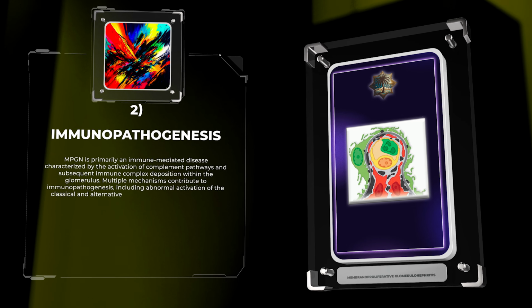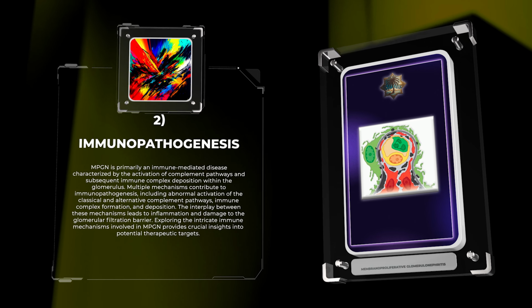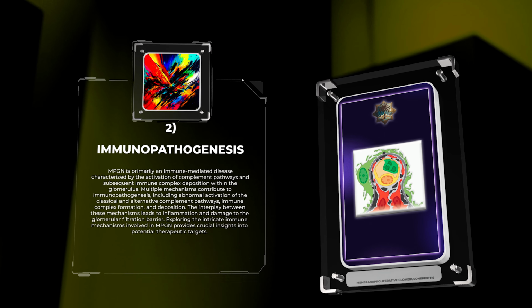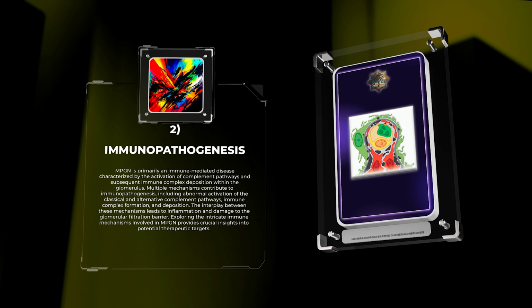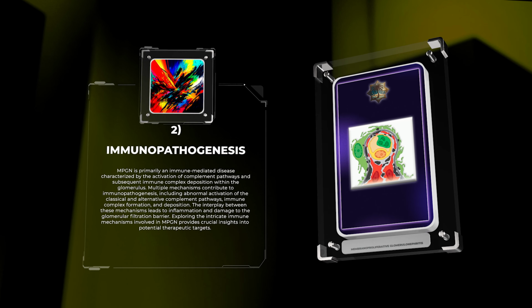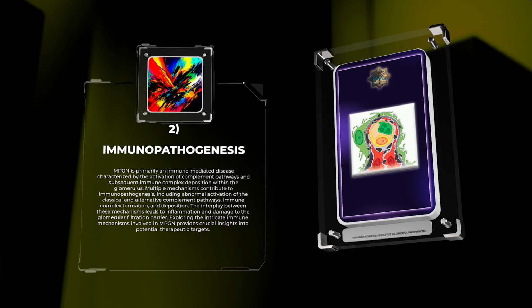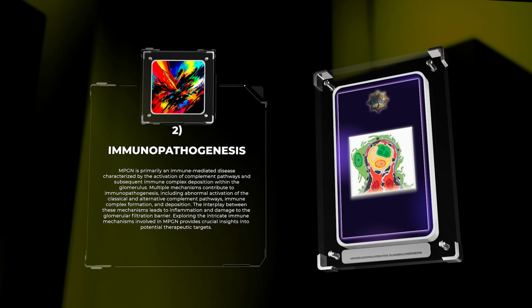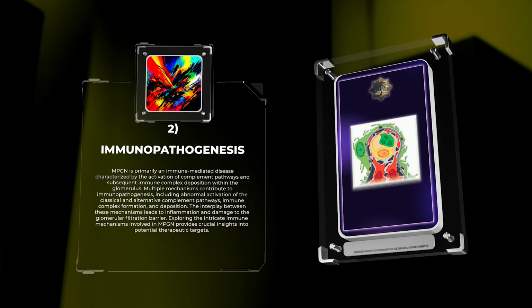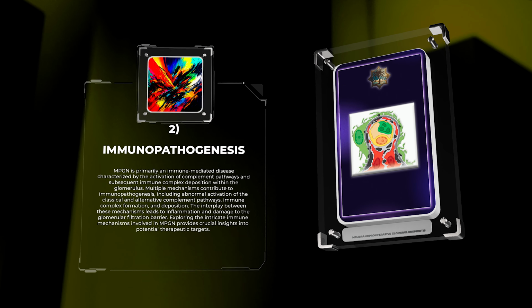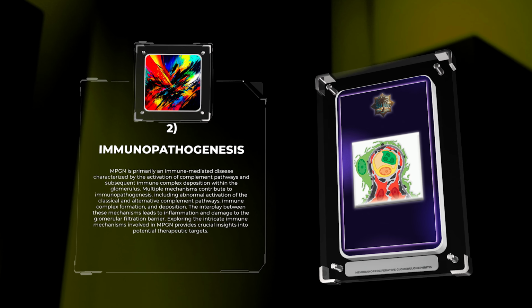MPGN is primarily an immune-mediated disease characterized by the activation of complement pathways and subsequent immune complex deposition within the glomerulus. Multiple mechanisms contribute to immunopathogenesis, including abnormal activation of the classical and alternative complement pathways, immune complex formation, and deposition. The interplay between these mechanisms leads to inflammation and damage to the glomerular filtration barrier. Exploring the intricate immune mechanisms involved in MPGN provides crucial insights into potential therapeutic targets.